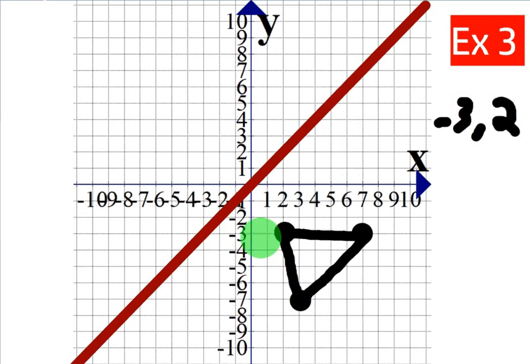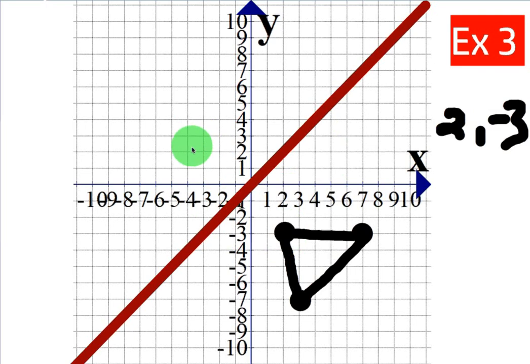Whoops, I labeled that point wrong. Let's try that again. I mixed them up. It's 2, -3. Okay, so this is a point we are going to reflect around this diagonal line. So it's important to note that it is 2 units over and 3 units down from here. That's going to influence where this point goes up here.